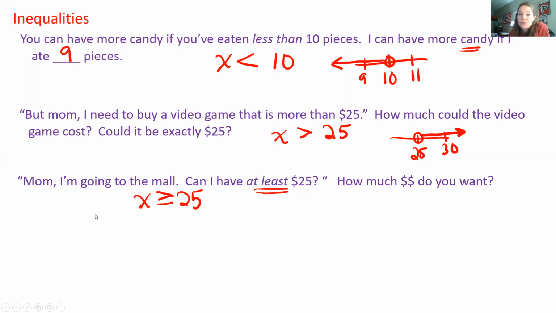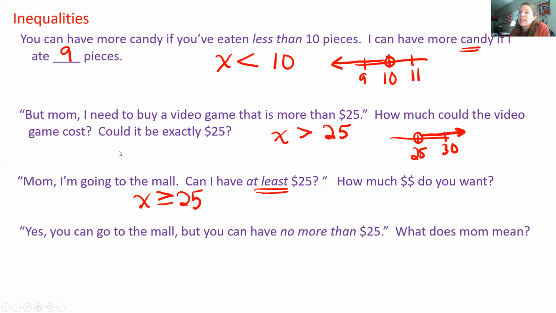So think about these in your own scenario, and we all understand money. So if you can relate anything to money, you can probably understand it more. Your mom says, yes, you can go to the mall, but you can have no more than $25. What does that mean? That means that 25 is the maximum. So the amount of money your mom's going to give you is either less than or equal to $25, right? You're like, Mom, can I have at least 25? She said, well, you can have no more than 25. So it sounds like you're getting $25.